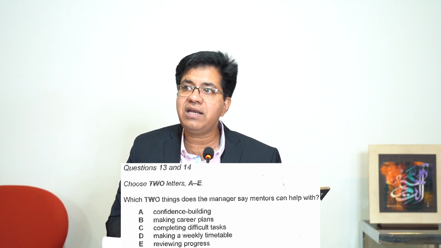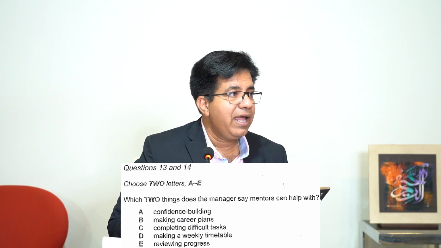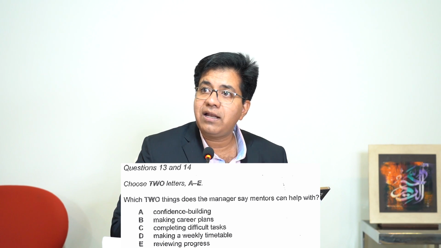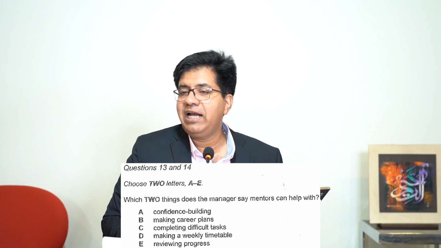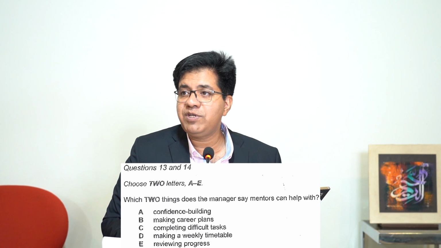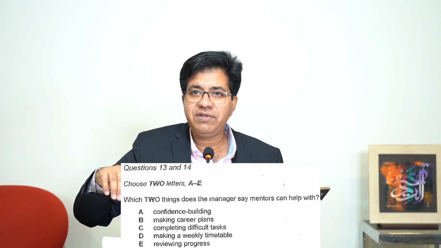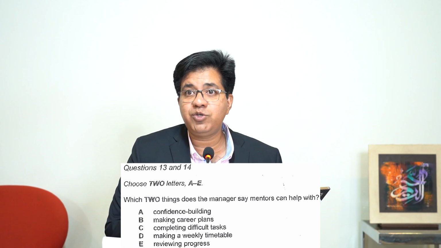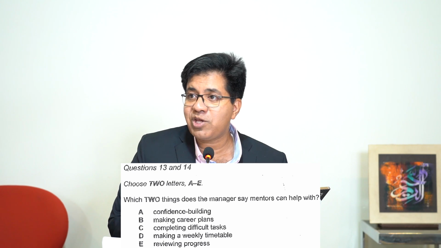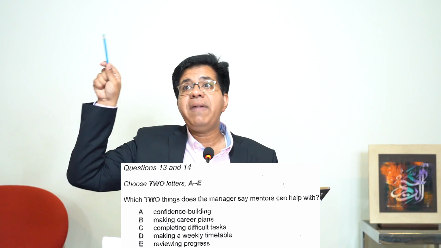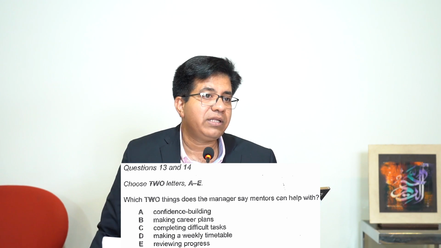Option B, making career plans. If they say your mentor will guide you about your future and about your career, then this is the right answer. Option C, completing difficult tasks. If they say there'll be many difficult tasks which you can complete with the help of your mentor, then this is the right answer. And if they say there are several difficult tasks which you will have to accomplish on your own, I'm afraid your mentor will not be there for you. So just like this, where mentor will help, that is the answer. Where mentor cannot do anything, that is not the answer.